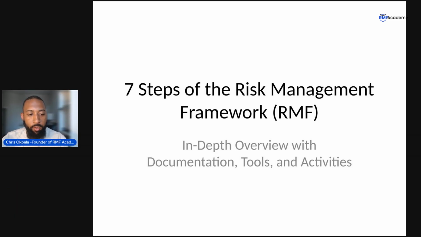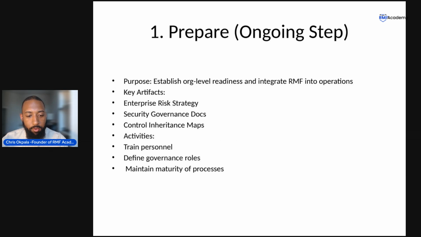But appreciate you. We're going to go over these 7 steps now. This is the first step before any step happens: the prepare step. Before you do anything in the RMF process, you have to prepare. Prepare means you have to gather information, what system is going on, documentation. You have to map out inheritance, because when you're using eMASS, some systems might inherit something from another system. The purpose is to establish organizational-level readiness and integrate RMF operations. That's the point of the prepare step.